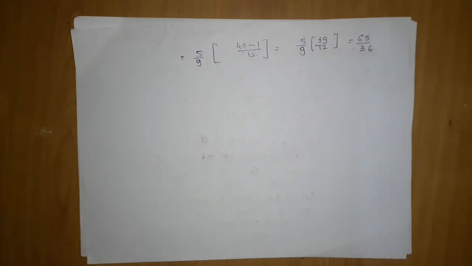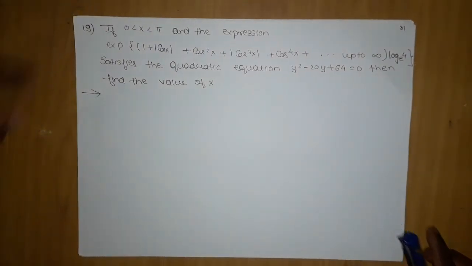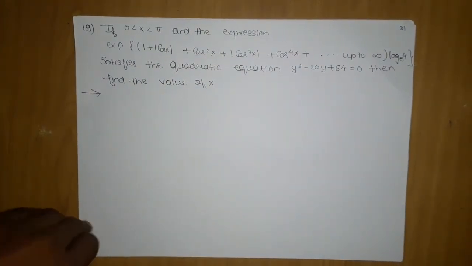Now let's move on to the next question, which is the 19th question. It says: if x is between 0 and pi, and the expression e to the power of (1 + |cos x| + cos²x + |cos³x| + cos⁴x, and so on till infinity) times log of 4 to the base e satisfies the quadratic equation y² − 20y + 64 = 0, then find the value of x.